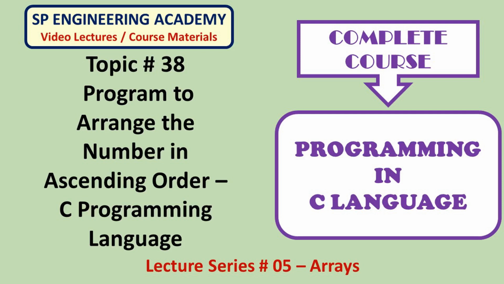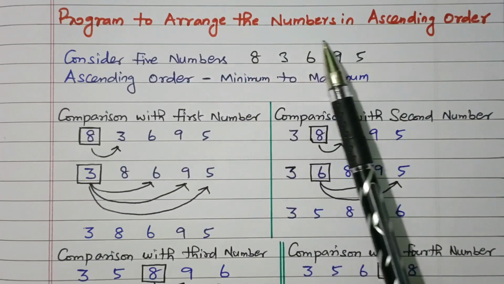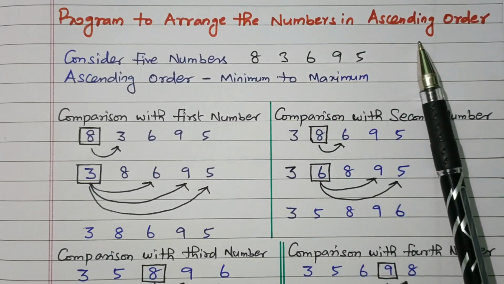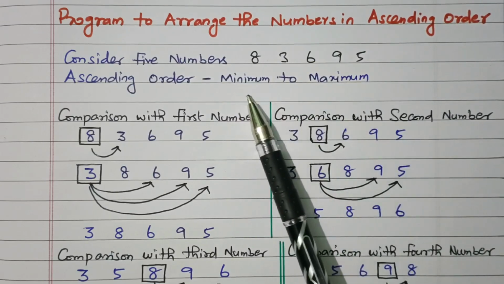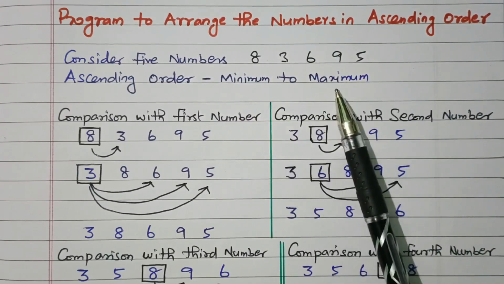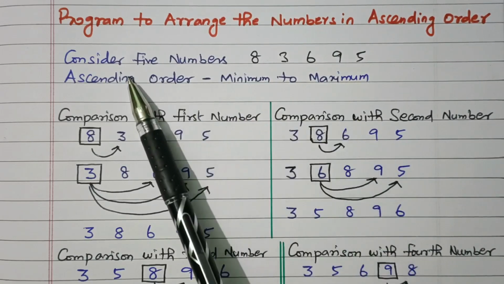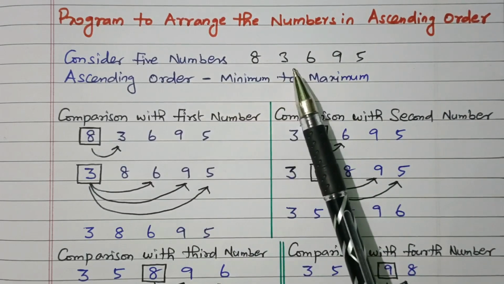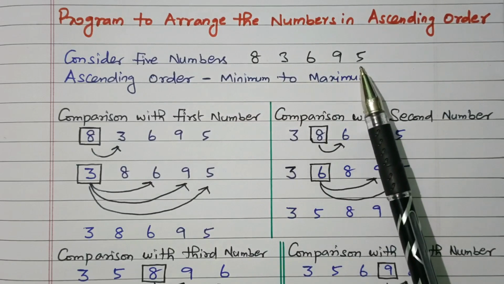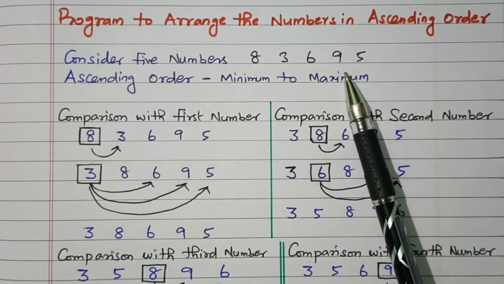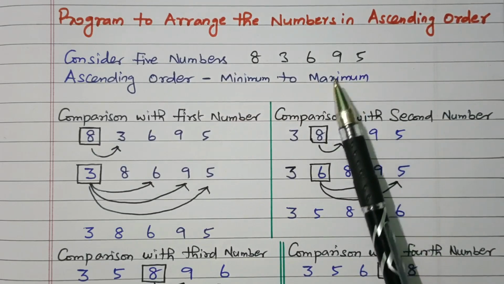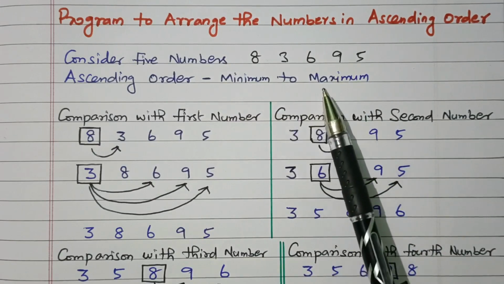Now we'll go to the program. Program to arrange the numbers in ascending order. Ascending order means minimum number to maximum number, minimum value to maximum value. Let us consider these 5 numbers, 8, 3, 6, 9, 5. These 5 numbers we will take as an example. We need to arrange them in order from minimum number to maximum number.